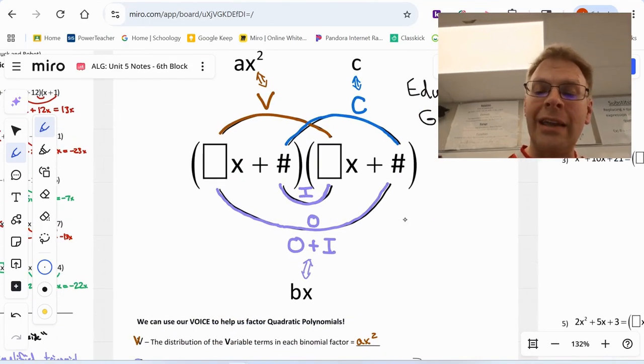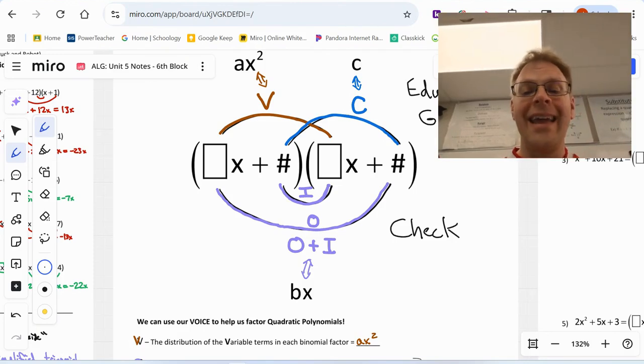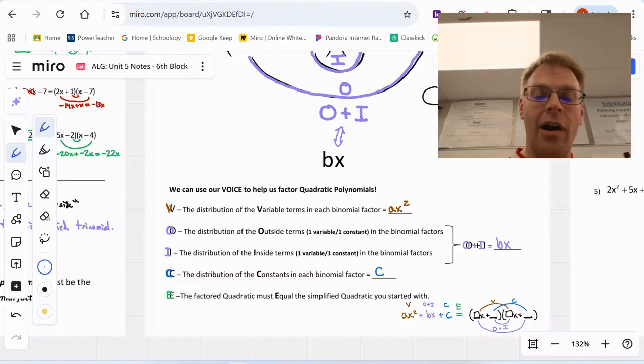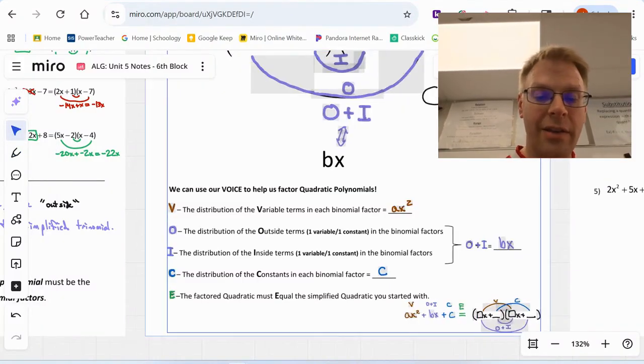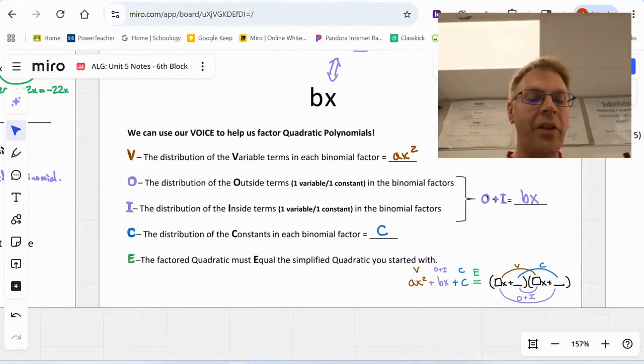So what we need is a way to check our guess, and that is with the outside plus the inside, right? And that has to match the bx term. So this right here, guys, is how we, just a little bit off there. Let me get that lined up for you. Perfect. There we go. All right. And that is how we think through the acronym VOICE.